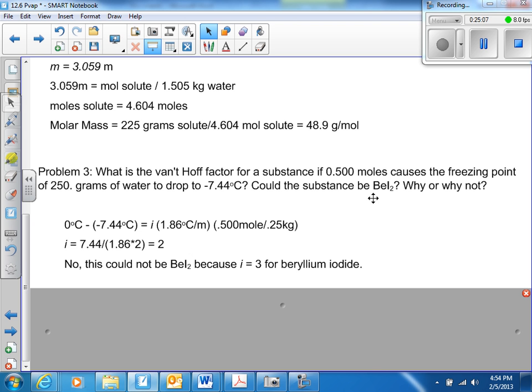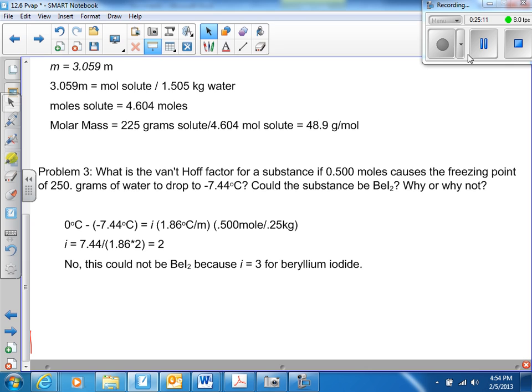i is 2. Could it be beryllium iodide? No, because i is 3 for beryllium iodide. And we're done.